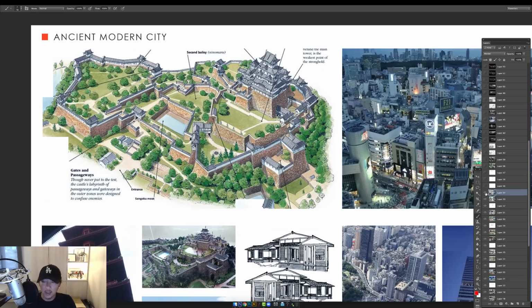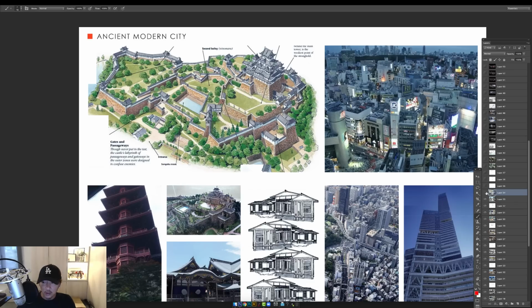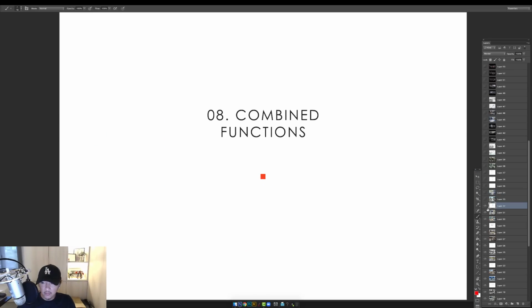Okay, so that's what I mean by combined function. Take two things that generally don't belong to each other, but you make it work functionally, and then you get a new visual. So that's the eight things that I'm showing you here. Let's run through them real quick. Combined function.